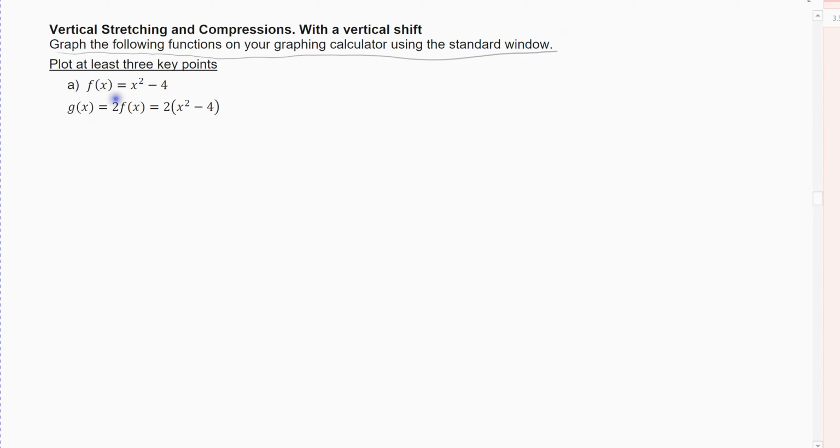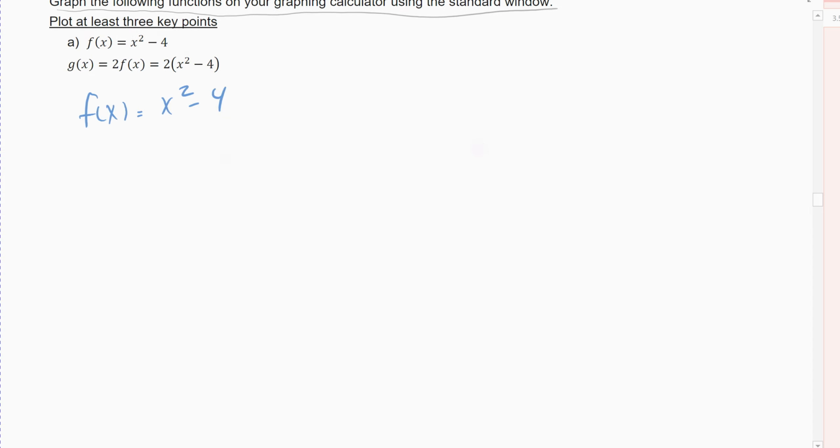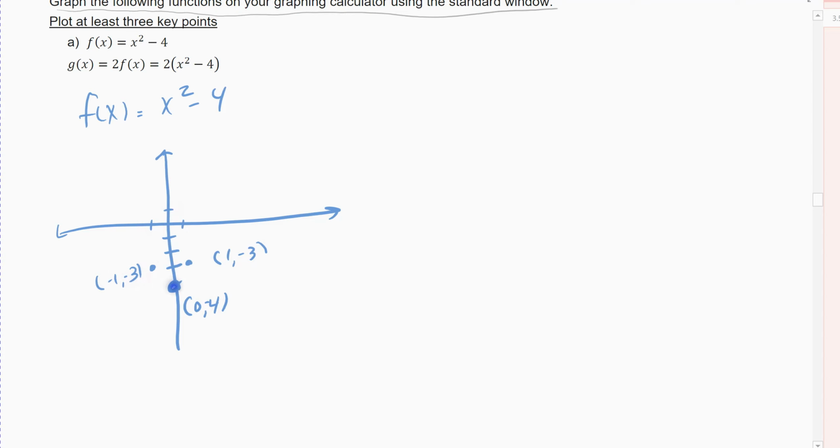The original function was actually the x squared function where I shifted it down 4 units, right? So my original was f of x equals x squared minus 4. It got shifted down 4 units. Again, I'm going to graph a few points. 1, 2, 3, 4. So it puts me here at -4, and points like 1, -3 and -1, -3. Those would be the original points when I shifted down. So there's my f of x function.